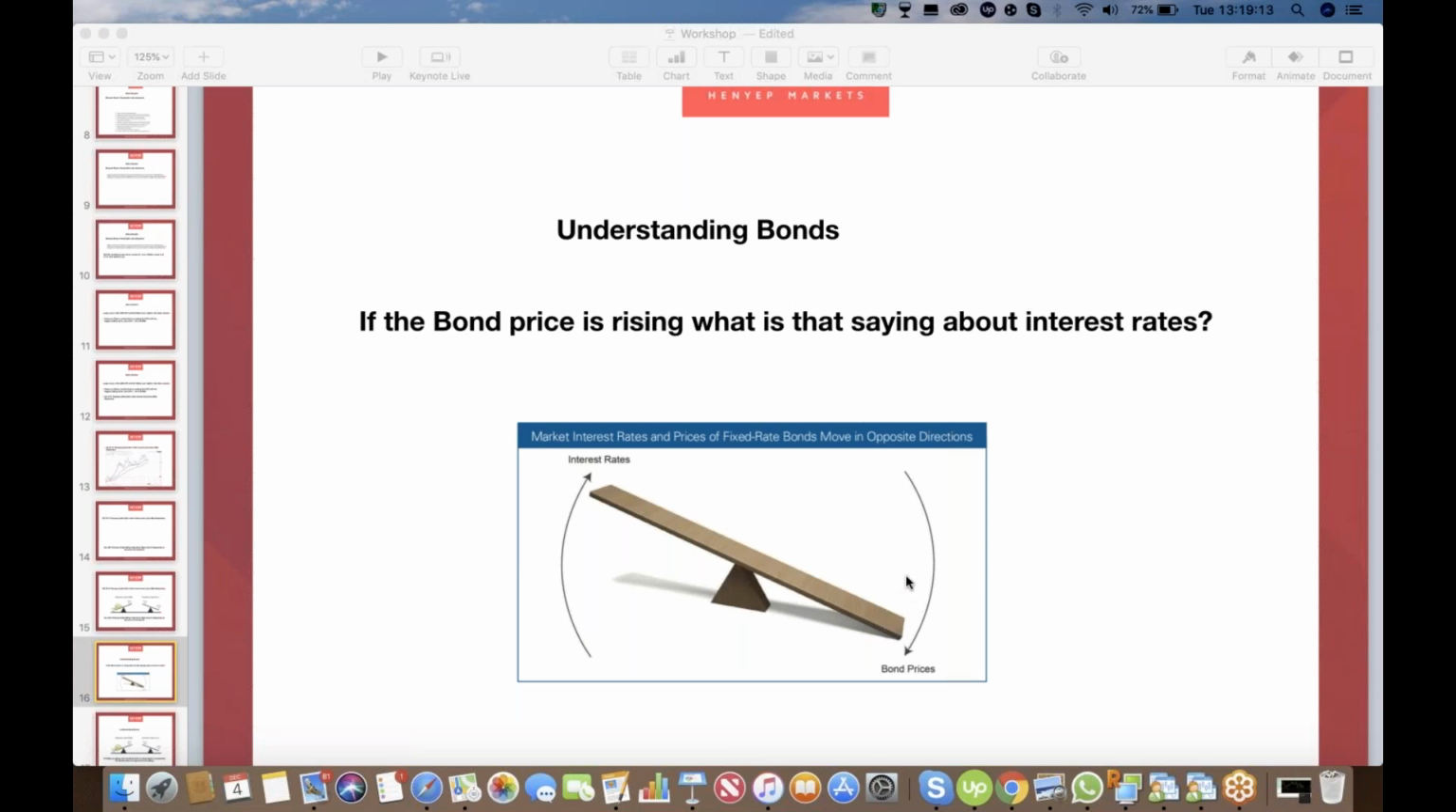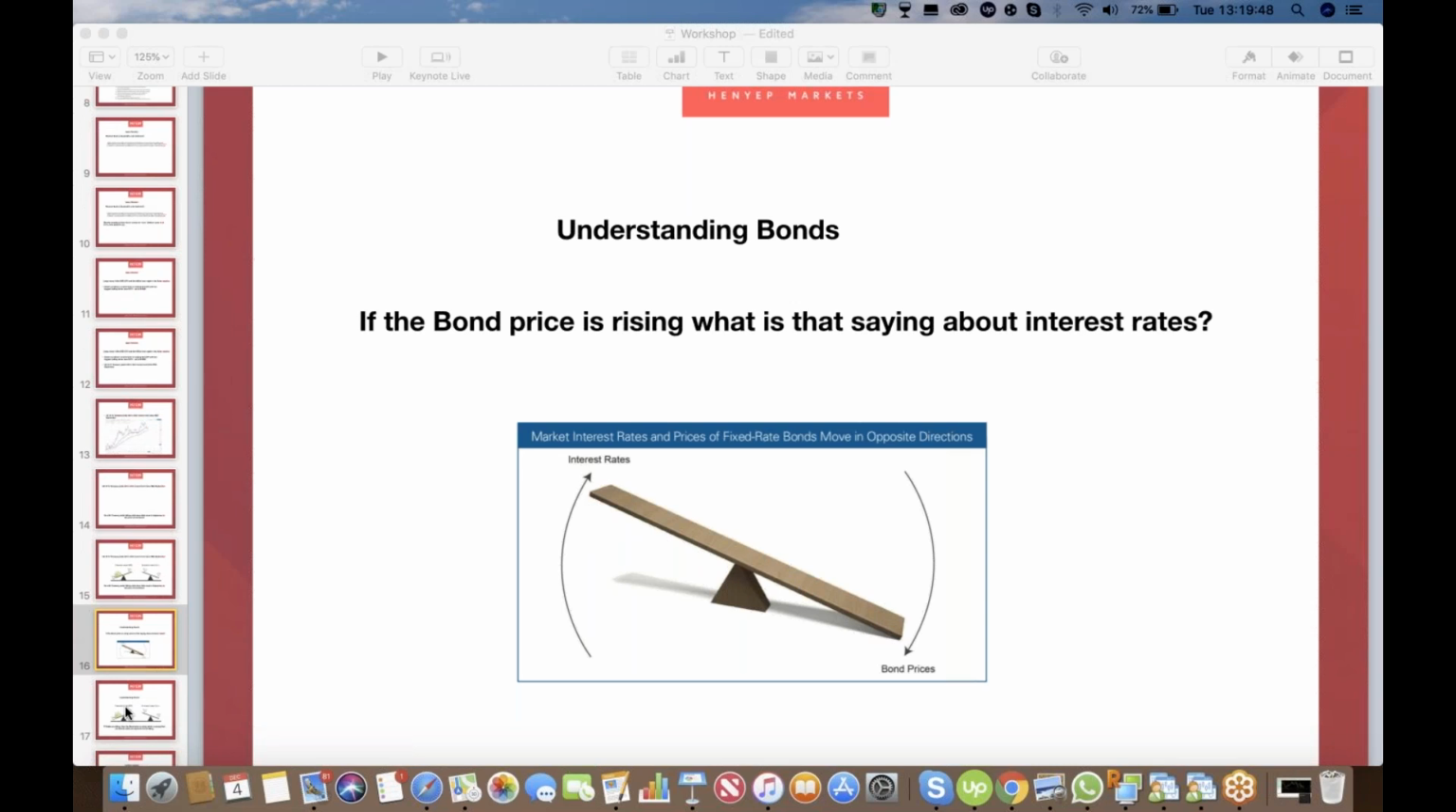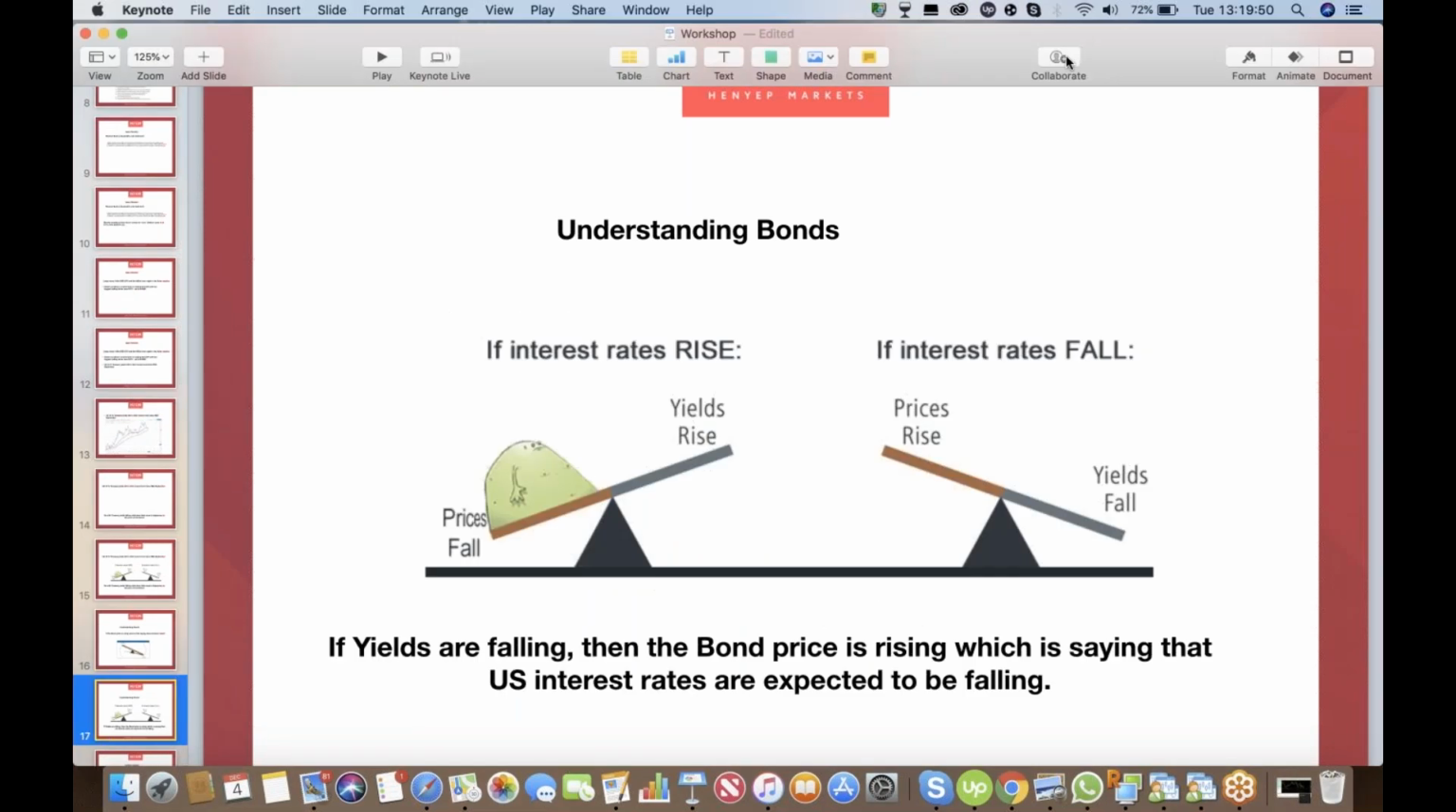When the bond price rises, that means that interest rates are falling. Because remember, interest rates and fixed rate bonds move in opposite directions. So we're having a rising bond price, which means falling interest rates. You got that, guys? Have another screenshot of that. This shows the relationship. So when bond prices are up, interest rates are down.